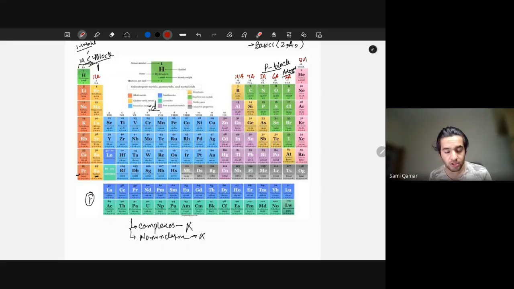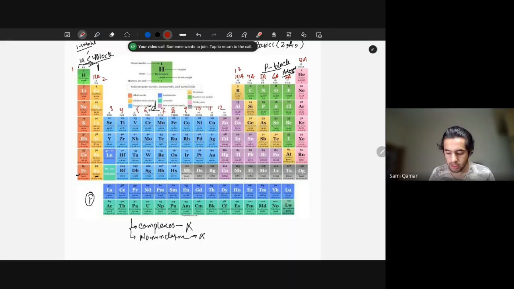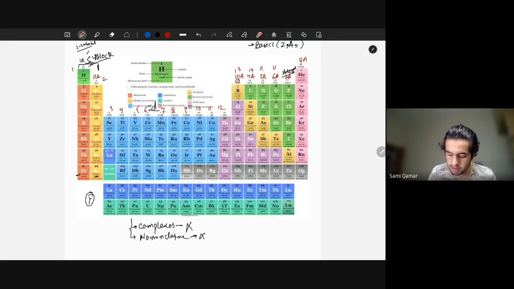Now, if you have studied it this way, this is group number 1, this is group number 2, this is 3, 4, 5, 6, 7, 8, 9, 10, 11, 12, and then this goes 13, this goes 14, this goes 15, because this is also written 13, 14. So instead of 6A, you say 16, and this is supposed to be 17, and this is 18.